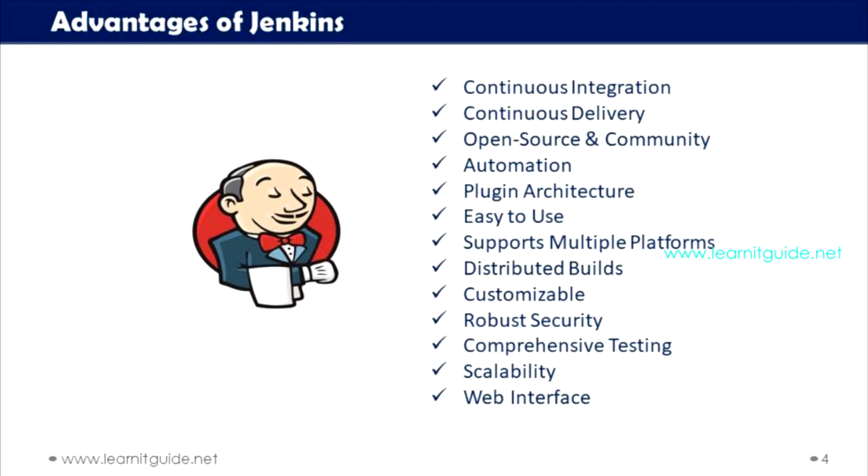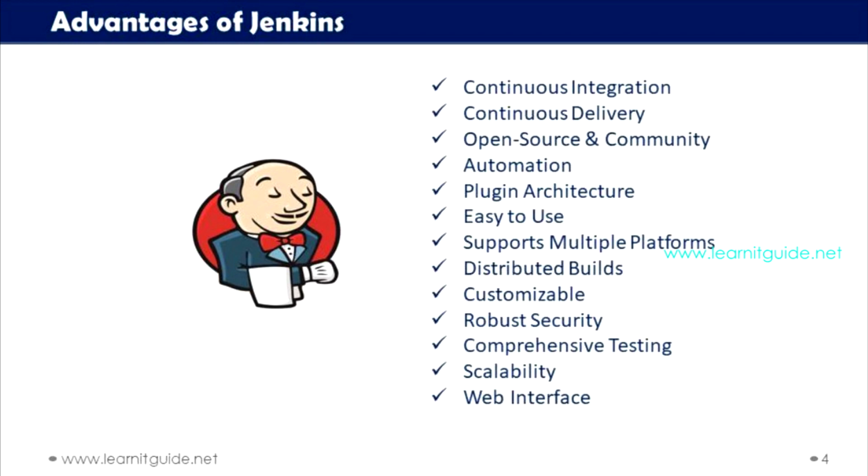Continuous integration, that is CI. Jenkins automates the process of integrating code changes into a shared repository, allowing for frequent and automated testing of code. So it detects and reports integration issues early in the development process, and it will improve your software quality. CI in Jenkins reduces the risk of integration problems during the later stages of development.